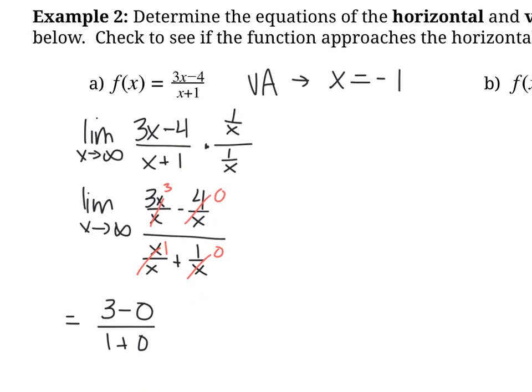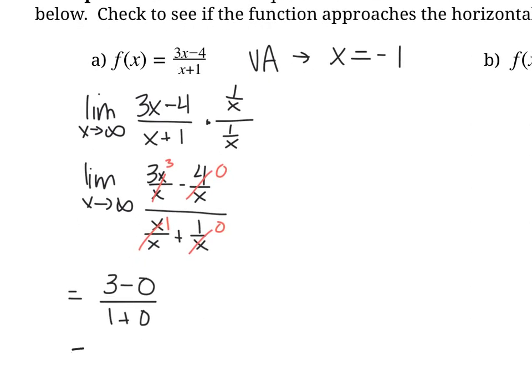So essentially what we're saying is that the limit here is equal to 3 over 1, or just 3. So this tells us that our horizontal asymptote is basically going to be at this value, because that's the limit as x approaches infinity. So we can say our horizontal asymptote has an equation of y equals 3.